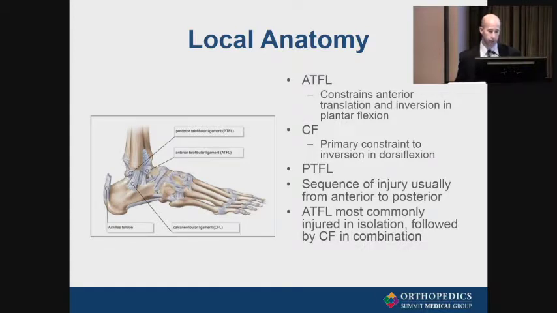I would just draw your attention to the ATFL as being the most commonly injured ligament, and it's named after its insertions, the anterior talofibular ligament. It's tight in plantar flexion and it constrains inversion. So it's very typically injured in a step down into a hole or a step off a stair with the plantar flexed position and a forceful inversion of the forefoot. Calcaneofibular ligament attaches again from the fibula to the calcaneus and is a constraint to inversion, and typically the ligaments will rupture in an anterior to posterior fashion with increased rotation.